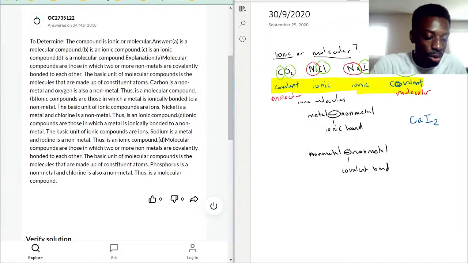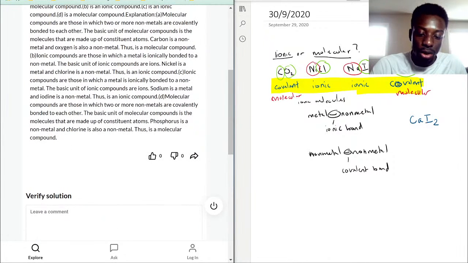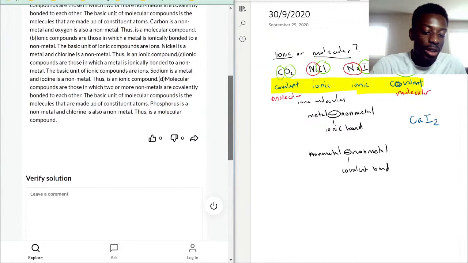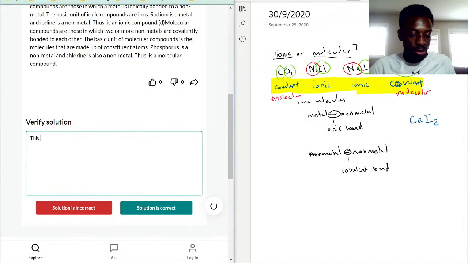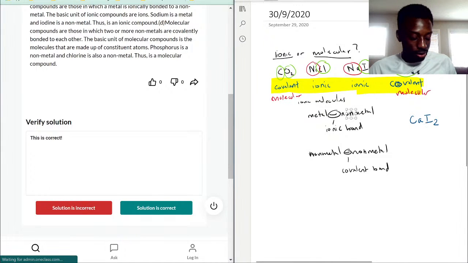Just reading through it, it explains that carbon is a non-metal, which is what I said. Nickel is a metal, and sodium is also a metal. The rest of these, as you can see, are non-metals. Depending on what it's bonded with, it makes an ionic or molecular compound. Okay, so we got our first question correct, and let's move on to the next one.